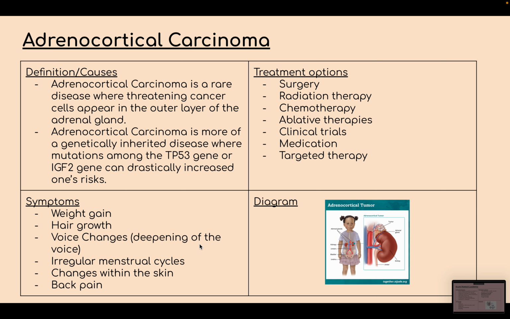Next, we have adrenocortical carcinoma. Adrenocortical carcinoma is actually a rare disease where cancer cells start to form at the outer layer of the adrenal gland. But the special thing about adrenocortical carcinoma is that it is mainly a genetic disease. Typically, those who have that disease also have mutations in the TP53 gene or the IGF2 gene.